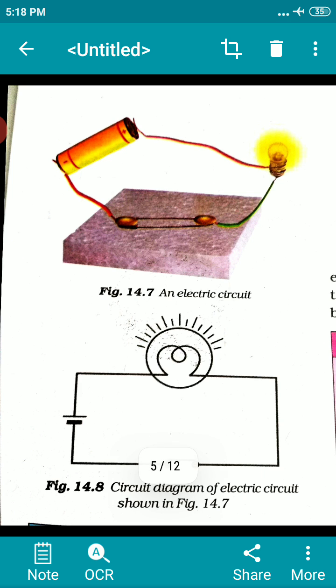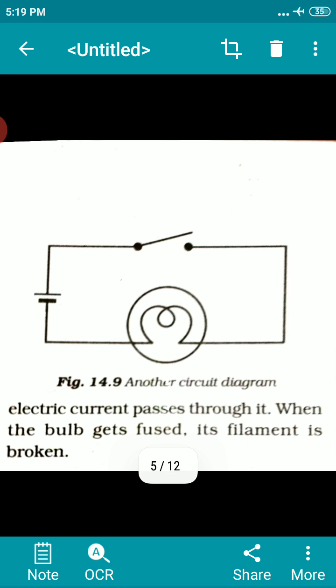Now next one, the electric circuit, which you already studied in 6th standard. Now how this electric circuit is drawn: the circuit diagram is drawn using the symbols. You see here the positive negative terminal is there. It is connected with the bulb and connected with the switch. The switch is closed, so it is in on position, so the bulb is glowing. Now here the switch is in off position, so it is not glowing. So we can say it is an open circuit.